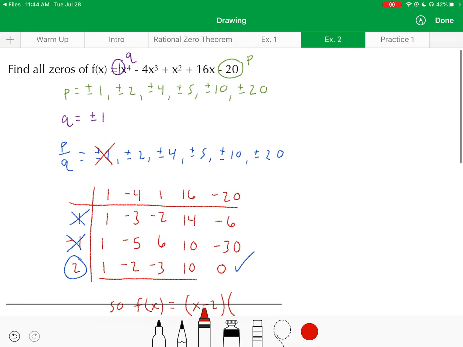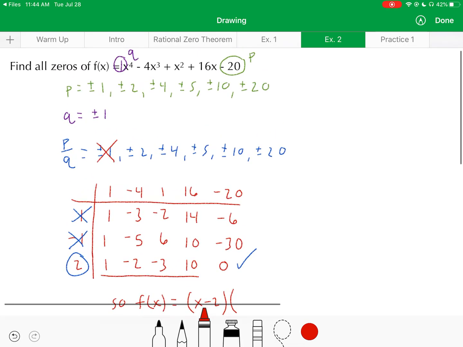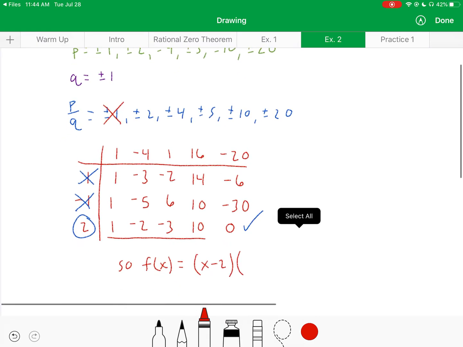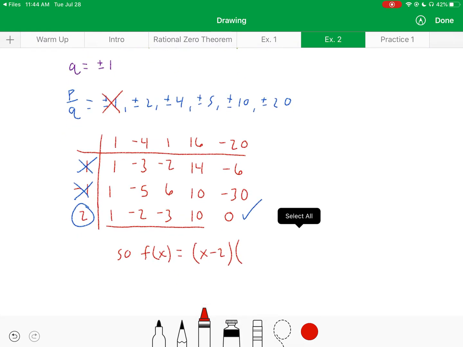Now notice the original function, it has a degree of 4. So after I do one synthetic division, the resulting quotient will have a degree of 3. So this corresponds to 1x cubed minus 2x squared minus 3x plus 10. Okay. And now the focus should be on this cubic. All right, I want to try and find the zeros of that. All right, and here's what's difficult about this. I don't know how to factor that cubic.